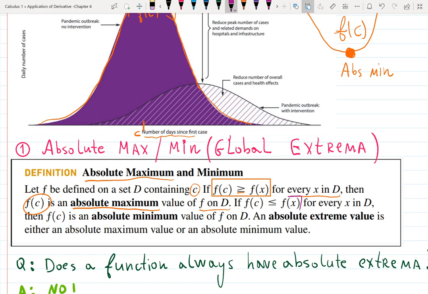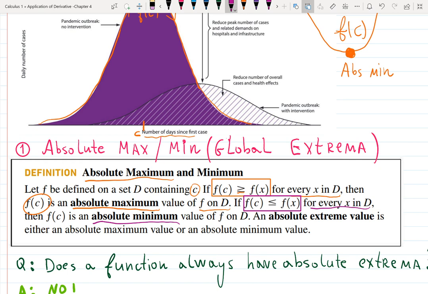If f of c is less than or equal to f of x for any other x in D, so we checked all other inputs, and the outputs of all of those inputs are still bigger than what I have right now, then this is what we call absolute minimum, or absolute extreme value, or global minimum.